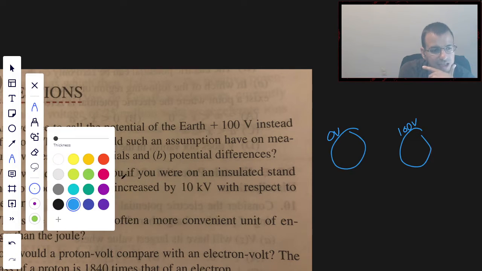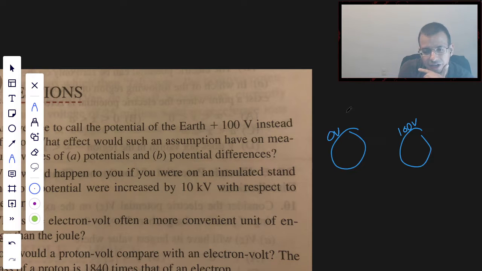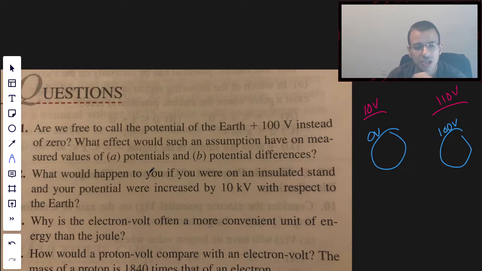And so if, for example, we had some space up here which was 10 volts, all that would mean is that on the 100 volt world, that'd just be 110 volts. So it's just the ground, the Earth, is just our baseline. So the way it would change potentials is it would change all the other potentials by plus 100.